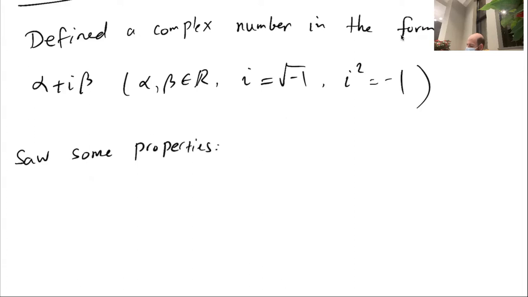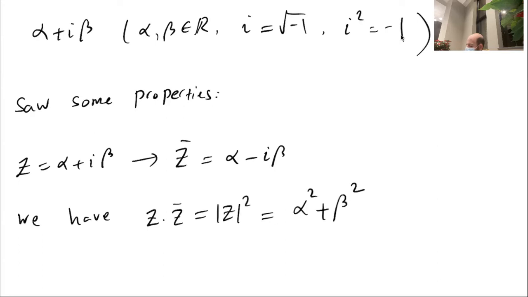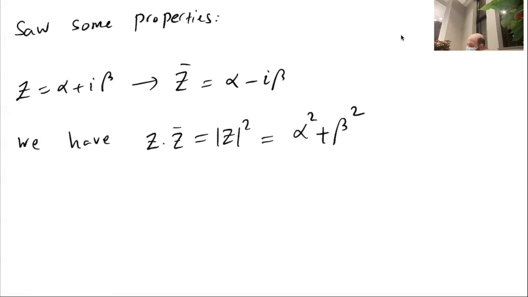So for example, we saw that if we define z as alpha plus i beta, then z bar, called the conjugate of that complex number, is defined as alpha minus i beta, and we have z times z bar equals norm z the whole squared, which is alpha squared plus beta squared. All right, now let's look at some more properties.